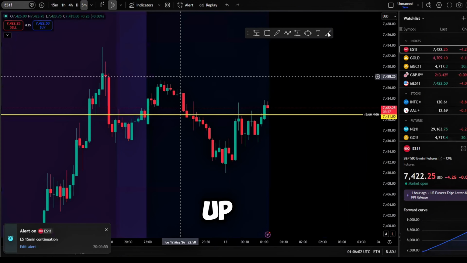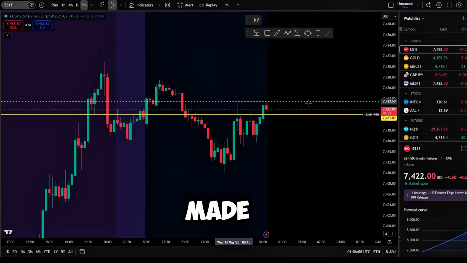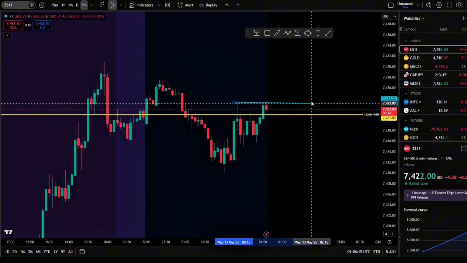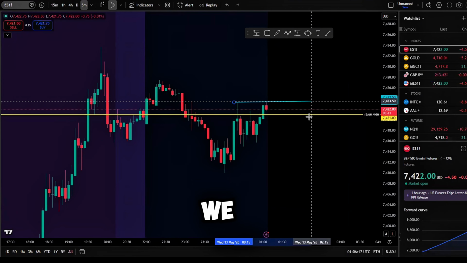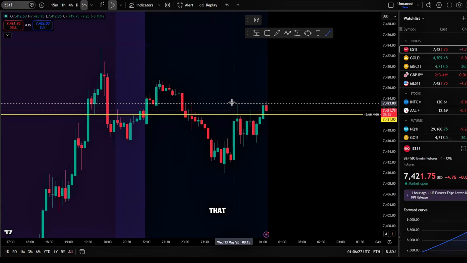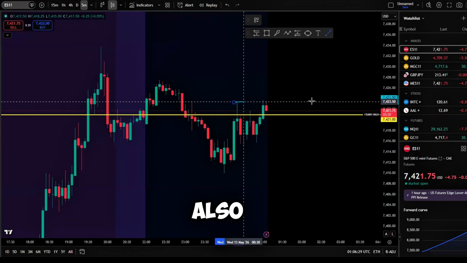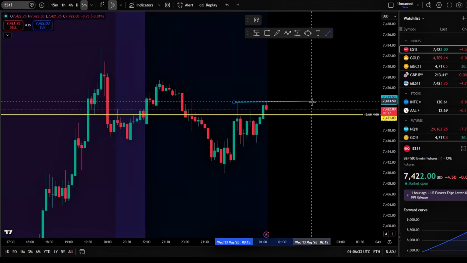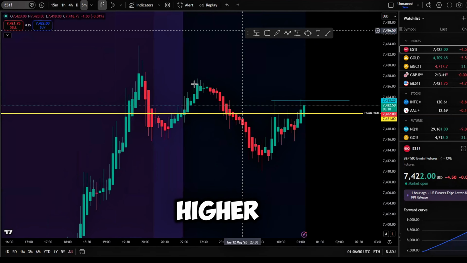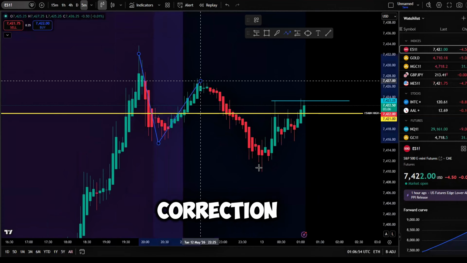Price came here and made another lower high, but we haven't gotten a counter close above this level. So if we do get a counter close of confirmation that we've made a 15-minute correction, of course now we're just looking for that continuation and to also be back above this 15-minute high. Okay, there we go. So from this higher high, we have a higher low, lower high, lower low. This is our correction confirmation.